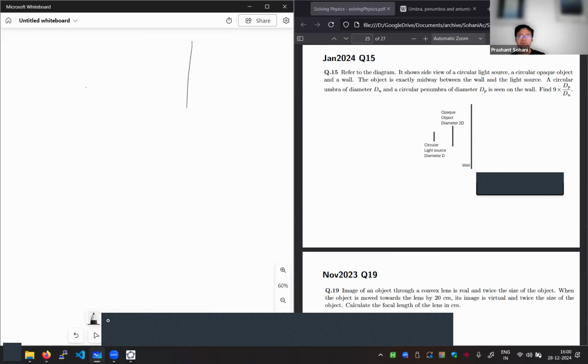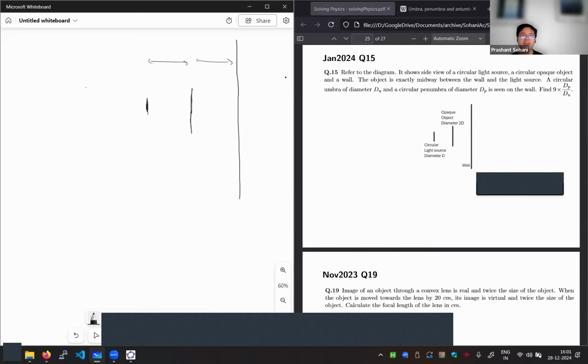So the wall is here. Sorry, I'm trying to draw an accurate diagram. Okay, so this is the object, and as I said, the light source has to be of some dimension. And the question says the object is exactly midway between the wall and the light. So this is important. The fact that the distances between these two are equal, we are going to use that in the calculations.